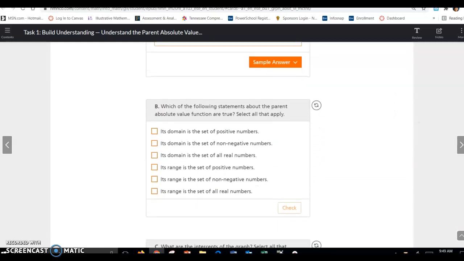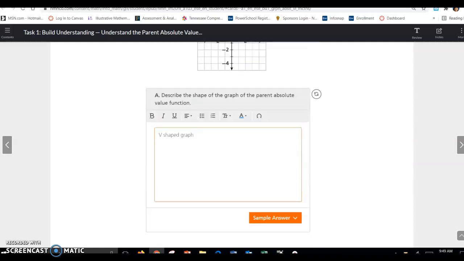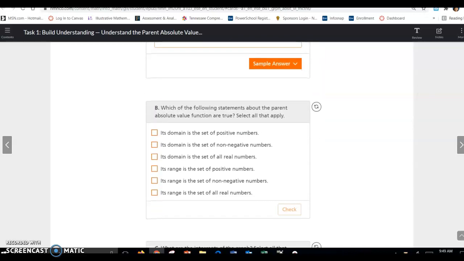All right, which of the following statements about the parent absolute value function are true? Select all that apply. Its domain is the set of positive numbers. If we look at this, our domain is our x's. So it goes this way infinitely, and it goes this way infinitely. Since it goes both to the left and the right infinitely, it has more than just positive numbers. So its domain is the set of all real numbers, not just positive ones.